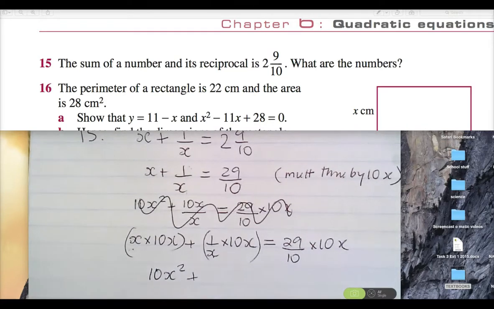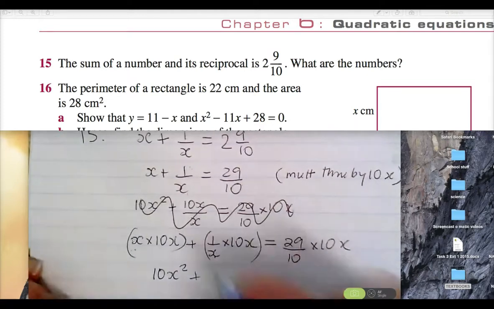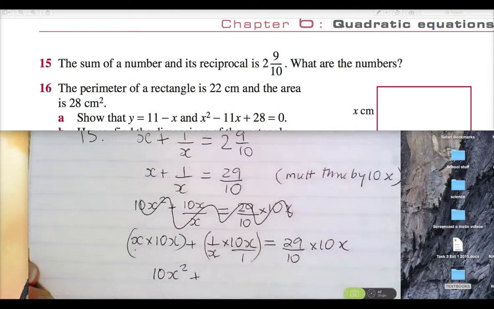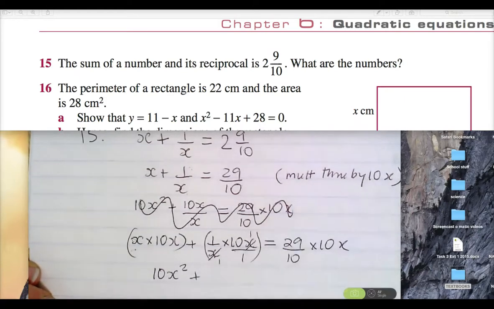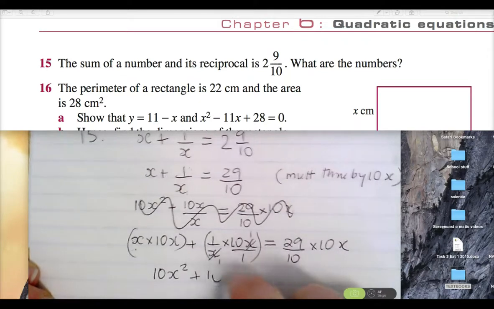Excuse me, ladies. The idea of multiplying through by 10x is to lose the denominators completely. So, that's 10x over 1. When you're multiplying a whole number by a fraction, consider the whole number as itself over 1. This x down here cancels with that one, and I get 10.